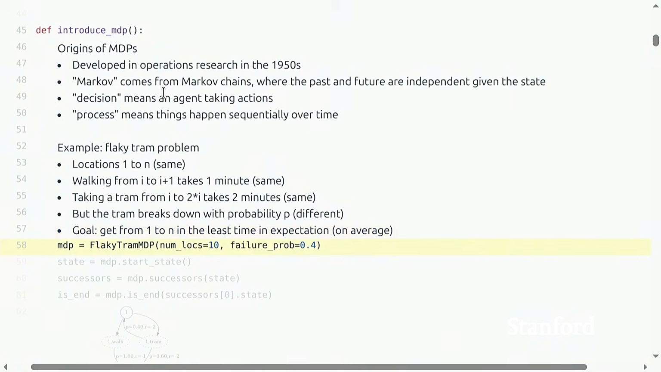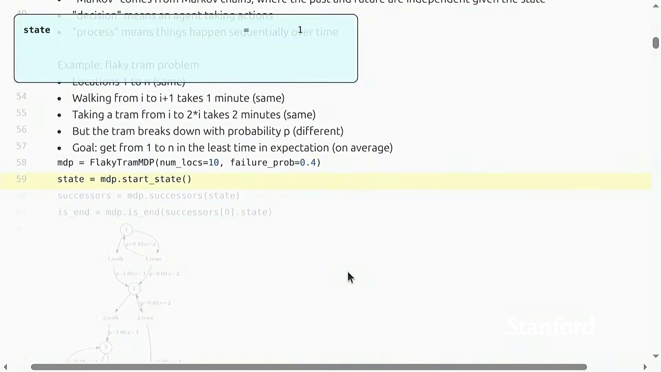Okay, so let's define the flaky tram MDP. So we have 10 locations, and failure probability is 0.4. Okay, so this is a pretty bad tram, but I guess if it's magic, it's probably not going to be so reliable. Okay, so we have a start state, which is 1. So now let's look at the successors. This is where a lot of the action is. So I've defined the interface to be essentially the same to highlight the parallel between the search problem and MDP.